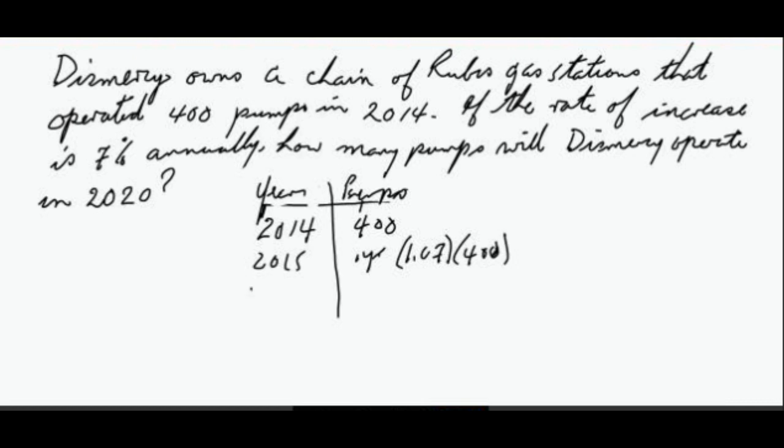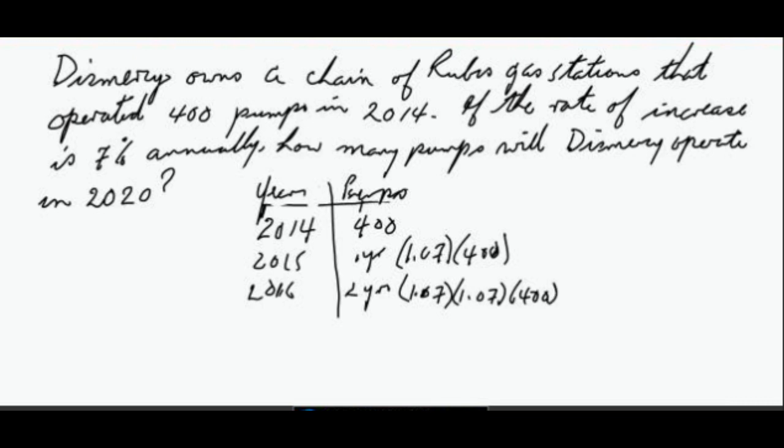Okay, so 2016, that would be 2 years. So it would be 1.07 times 1.07 times 400. Okay, do we still have to continue?